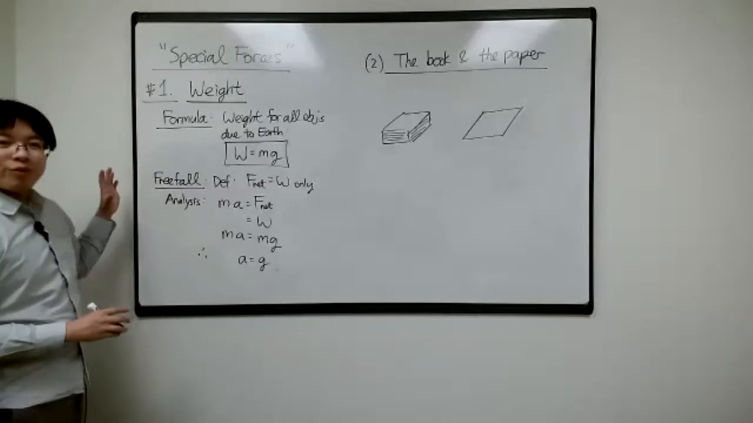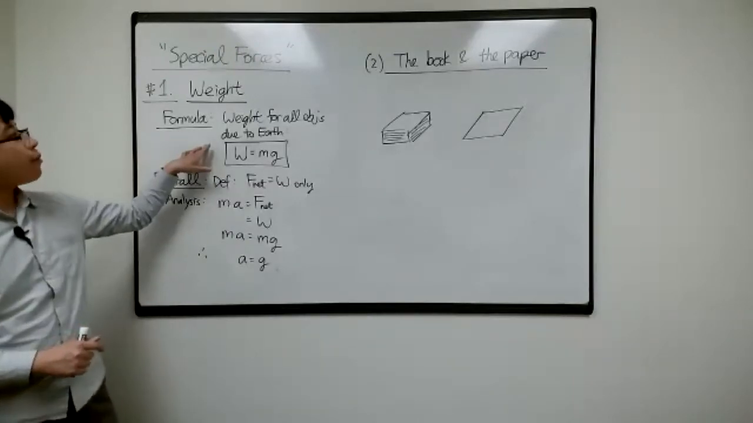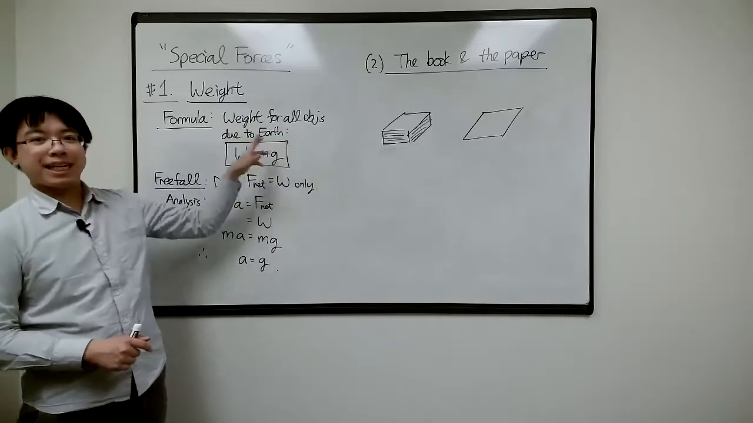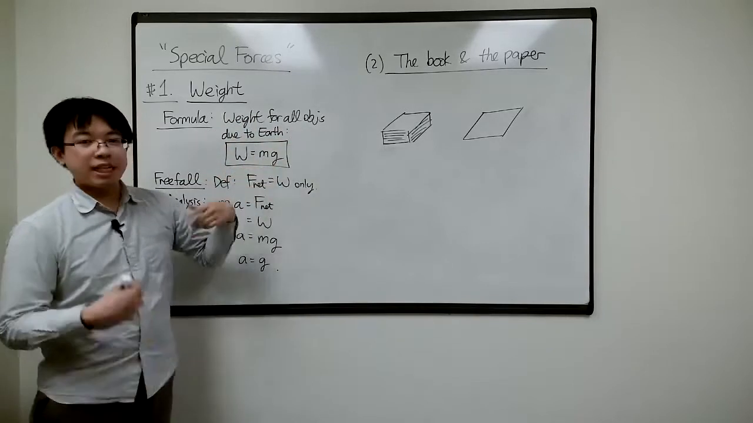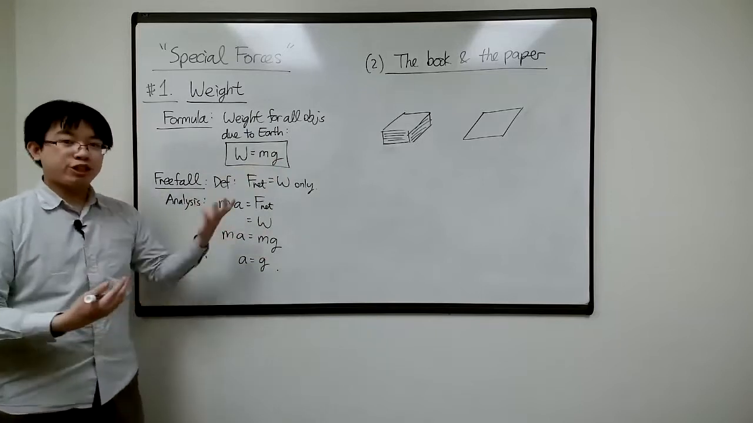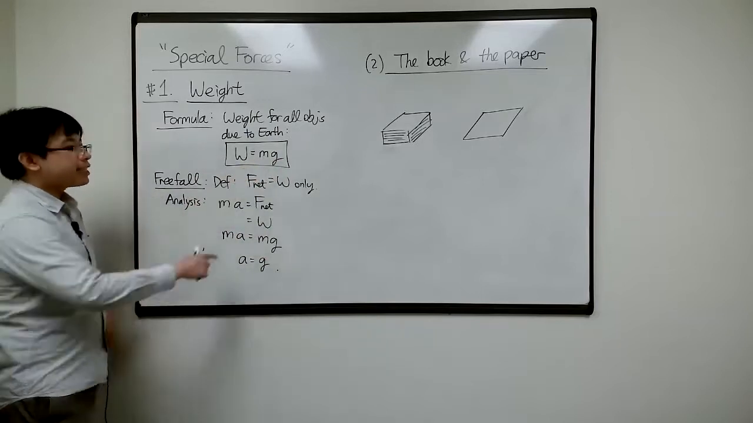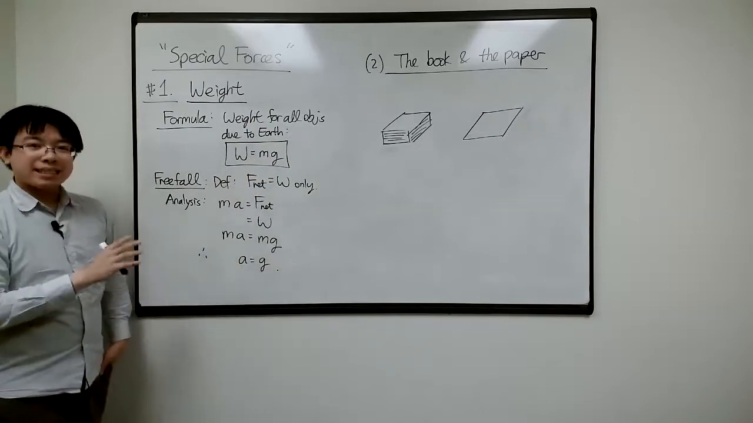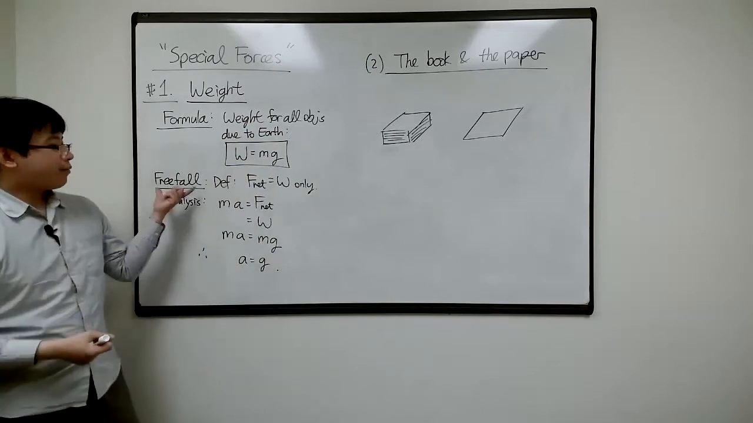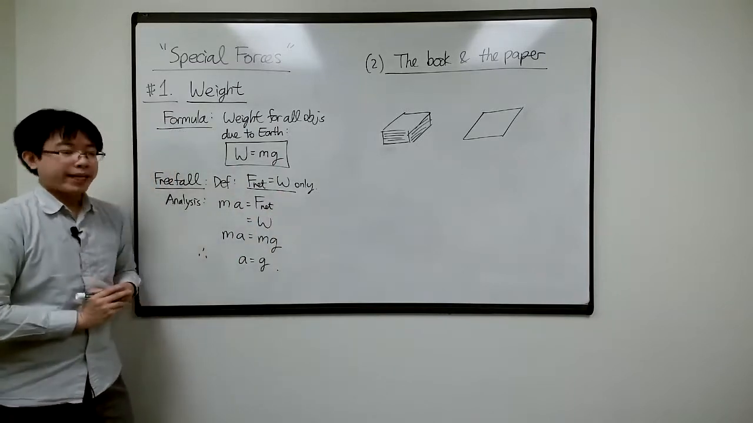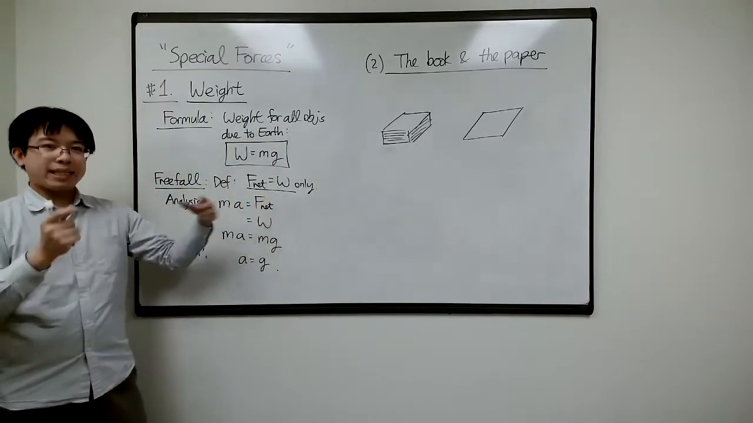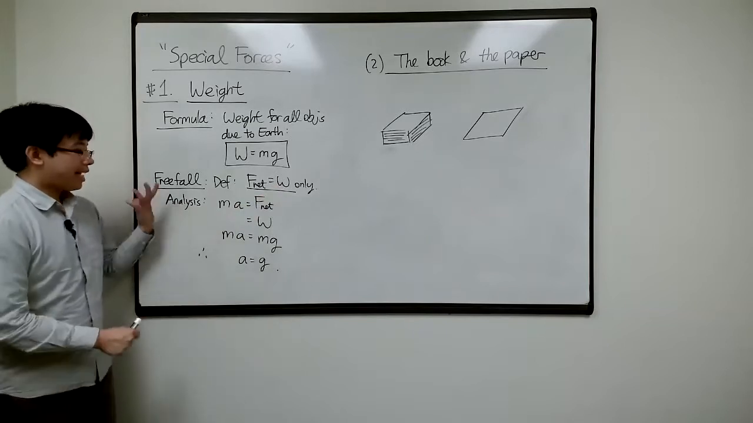So what we've learned is the general formula, right? The weight for all objects due to the Earth is equal to the mass of that object times this acceleration due to gravity constant. And this is our analysis of anything in free fall. When we say something is in free fall, it means that the net force is equal to the weight only. So the weight is the only force on that object, and that's called free fall.